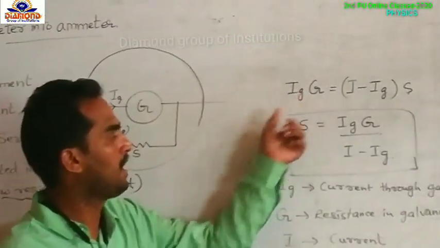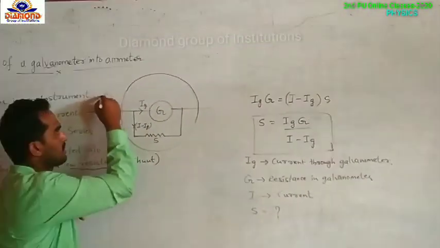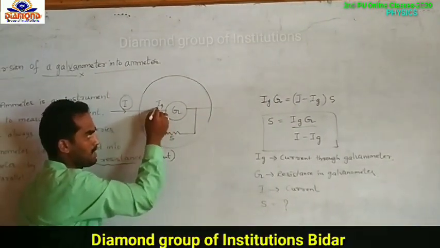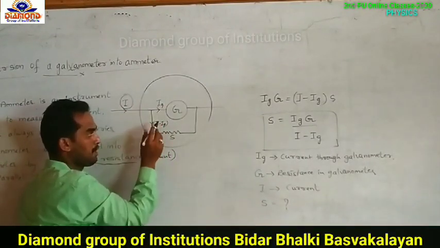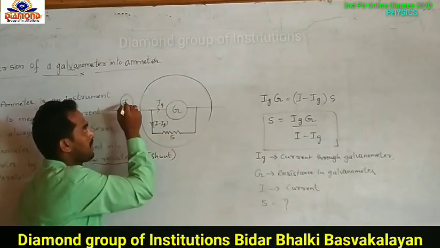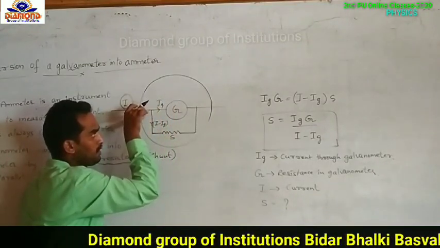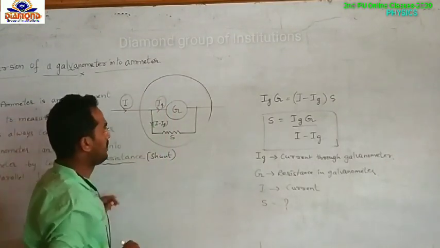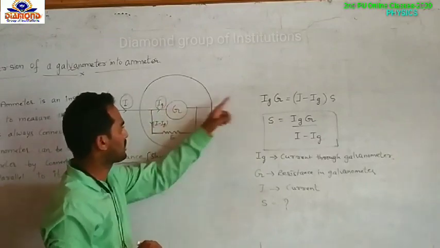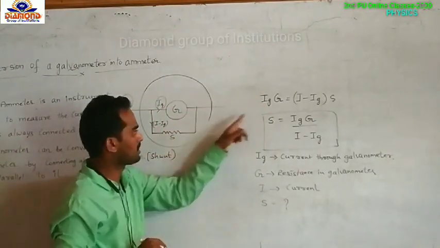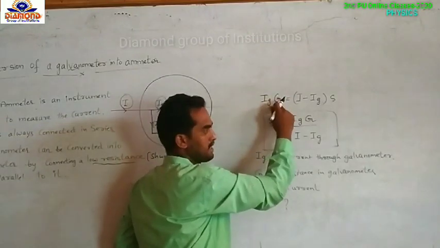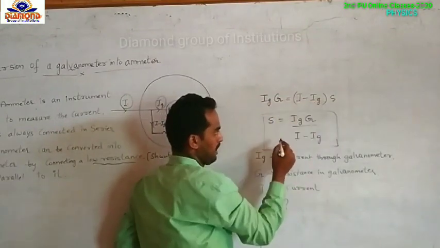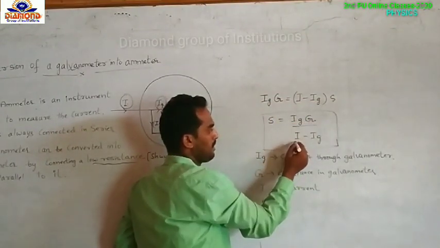See once again. The main current I is divided into two branches, that means the current is divided in two directions. Ig is in one direction, and the remaining current is I minus Ig. Some current flows through the galvanometer, that is Ig, and the remaining is I minus Ig. So we equate current into resistance with current into resistance. So Ig into G becomes I minus Ig into S. So S equal to Ig into G divided by I minus Ig.